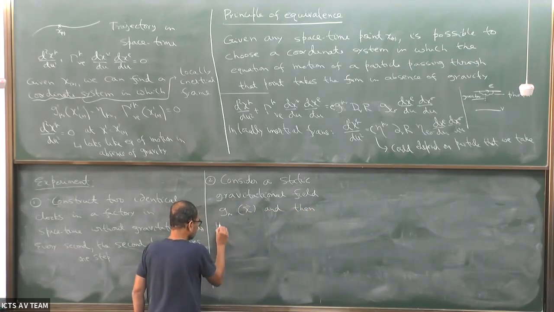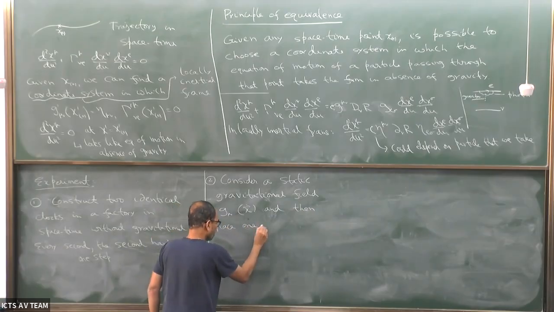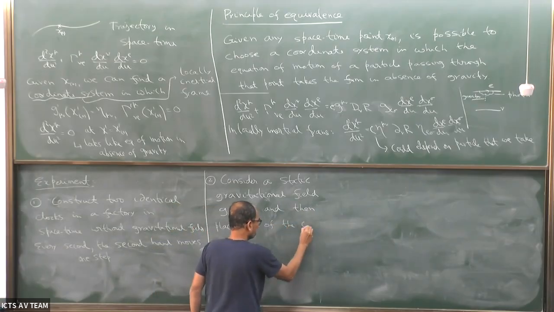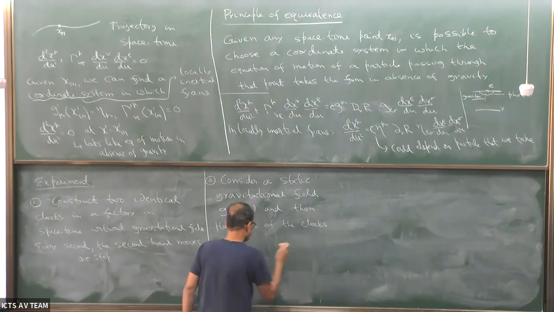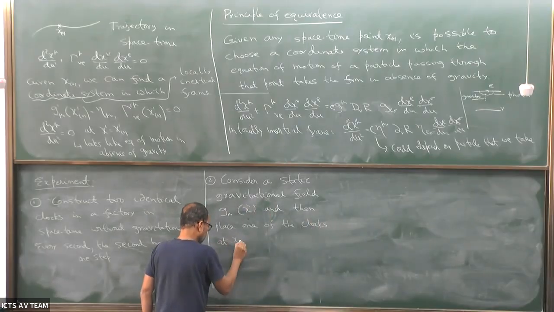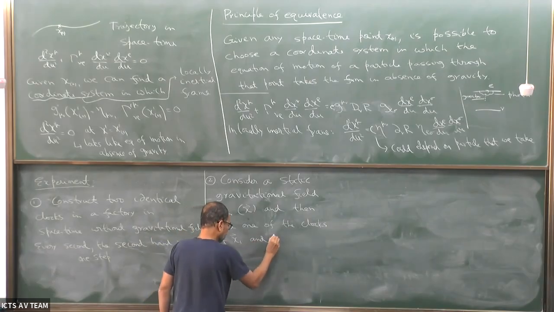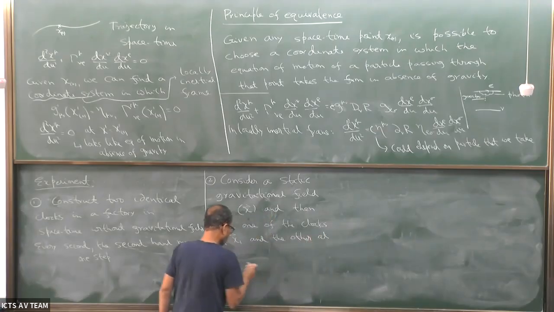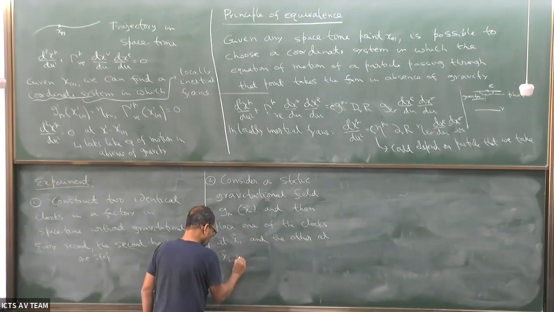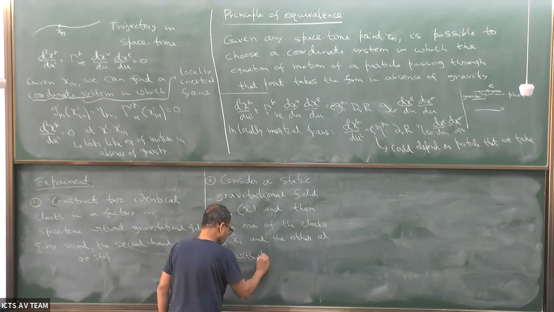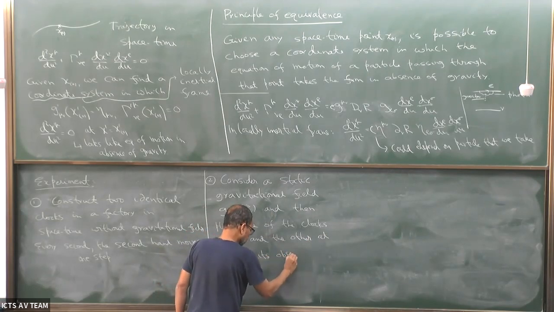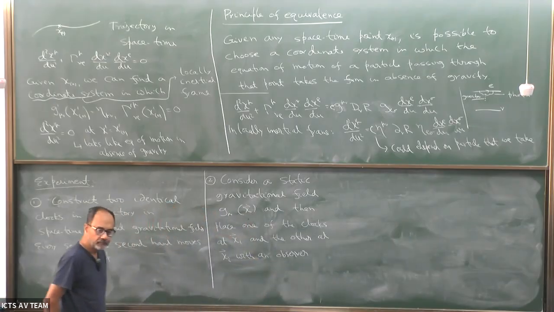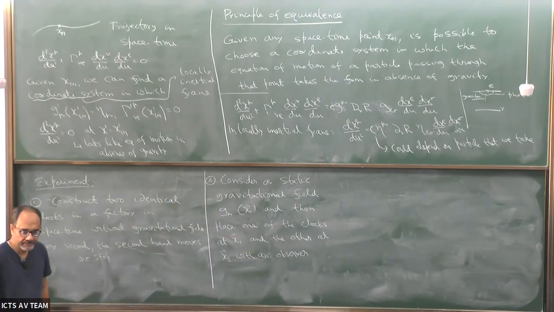And then place one of the clocks at x1 and the other at x2 with its observer. x1 doesn't have to have an observer, but at x2 we have an observer who can see things.